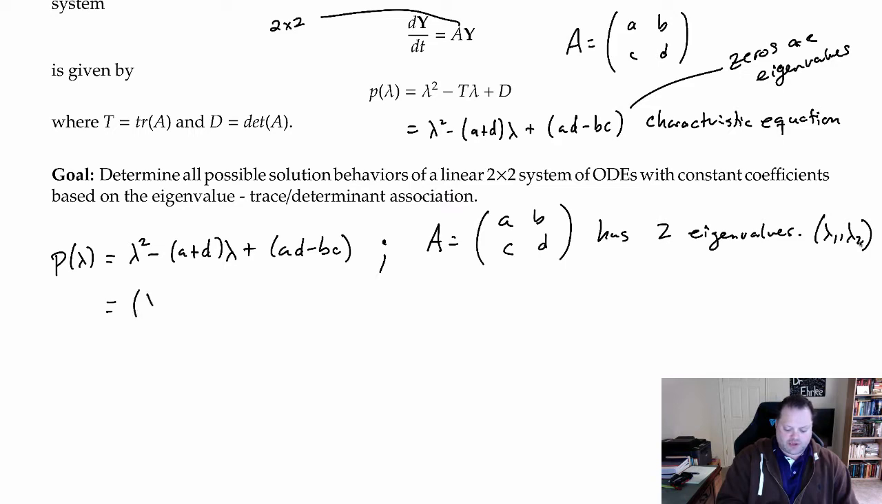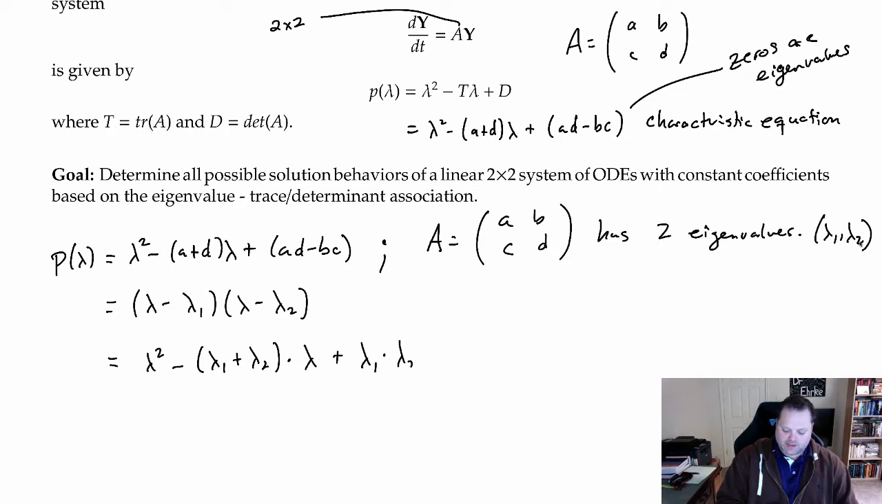So this characteristic equation must factor into (lambda minus lambda 1) times (lambda minus lambda 2). If I then FOIL that back out again, this is lambda squared minus (lambda 1 plus lambda 2) times lambda plus lambda 1 times lambda 2. And what I want you to do is make an association with the fact that this term here represents this term here, and similarly, this term here represents this term here.